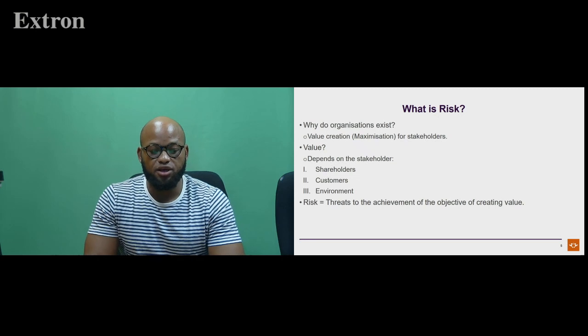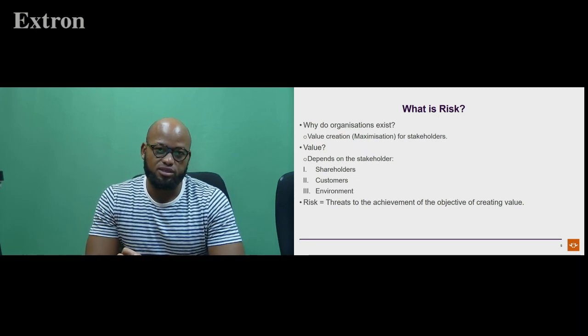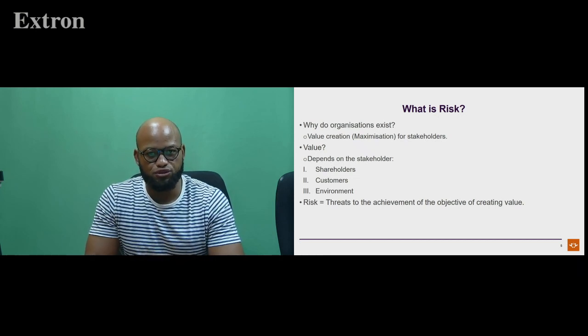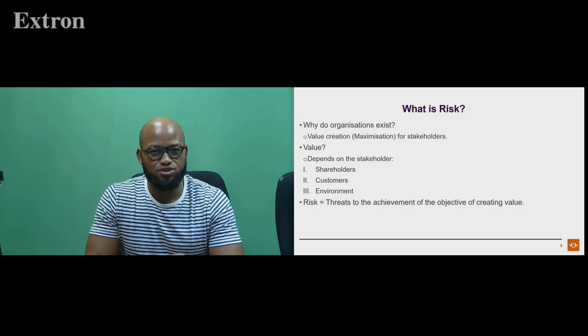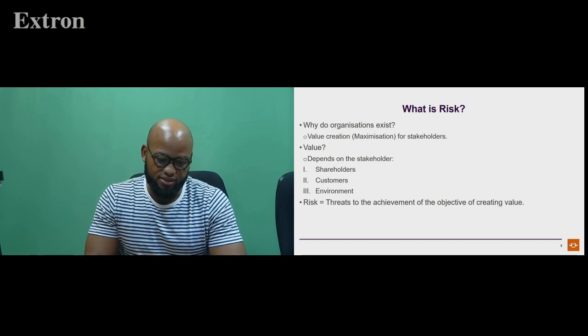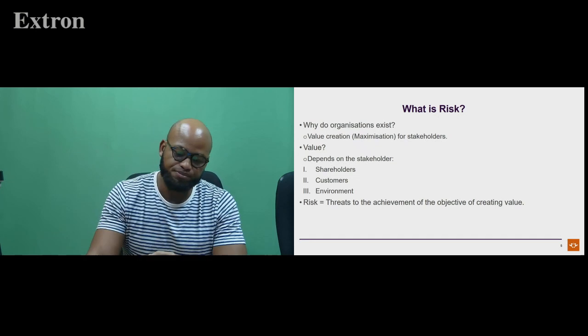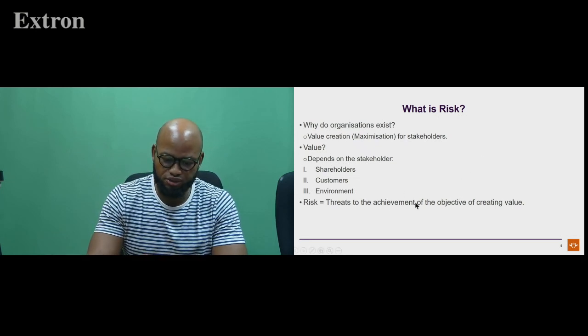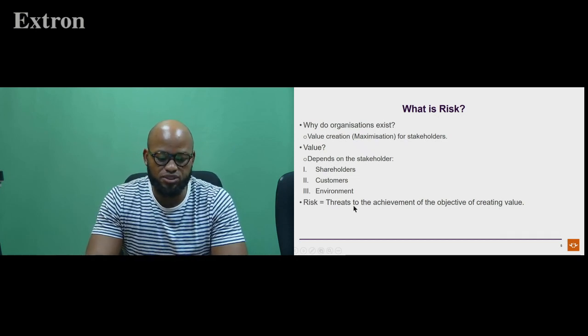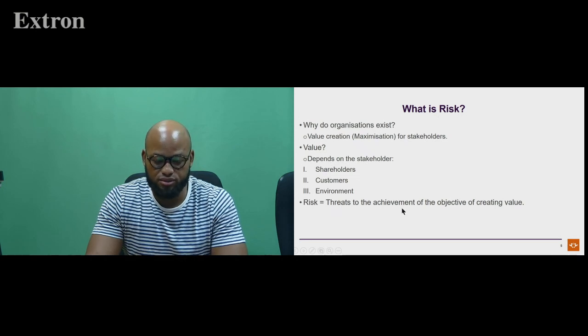But anyway, the key takeaway here is that when we are trying to understand why organizations exist, we have to understand that they exist to create value for stakeholders, and the definition of value depends on the stakeholder in question. Now how does this relate to the definition of risk? Well, a risk is any threat to the achievement of the objective of creating value. Anything that could potentially prevent the organization from achieving the objective of value creation for the business is a risk.